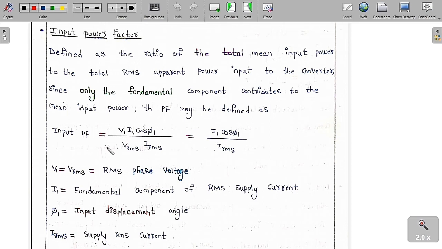Input power factor is the ratio of the active input power given to the converter to the total apparent power given to the converter. That is the meaning of the input power factor. So it is defined as the ratio of the total mean input power to the total RMS apparent power to the converter. Since only the fundamental component contributes to the mean input power, the power factor may be defined as follows.